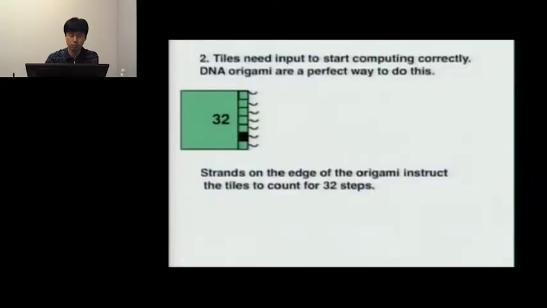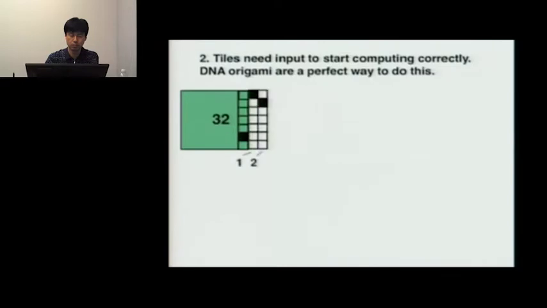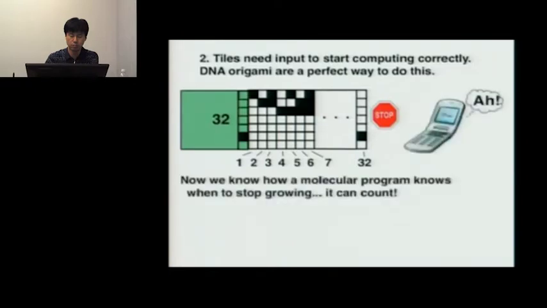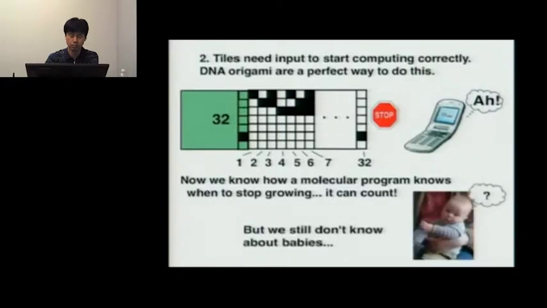You can encode the number 32 in the right-hand side of a DNA origami. And when you add those tiles that count, they will start to count. They'll read that 32 and they'll stop at 32. So what we've done is we figured out a way to have a molecular program know when to stop going. It knows when to stop growing because it can count. It knows how big it is. So that answers that first question I was talking about. It doesn't tell us how babies do it, however.